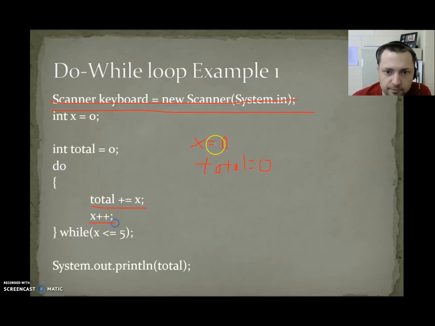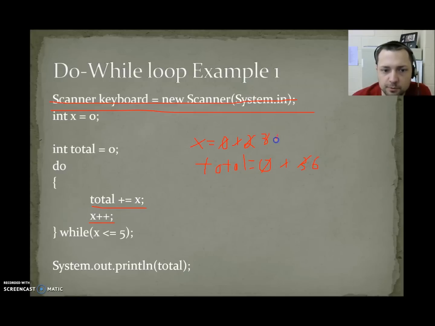Make x bigger. X is now a 1. Is 1 less than or equal to 5? Yes. So we add that to total, 1. X becomes 2. Is 2 less than or equal to 5? Yes. So we add that to total, making total 3. X becomes a 3. Is that less than or equal to 5? Yes. So we come back around, and we add 3 to it. So total would now be a 6.